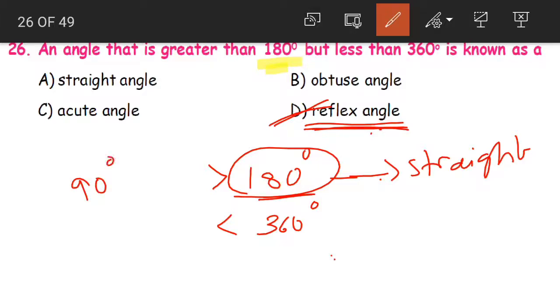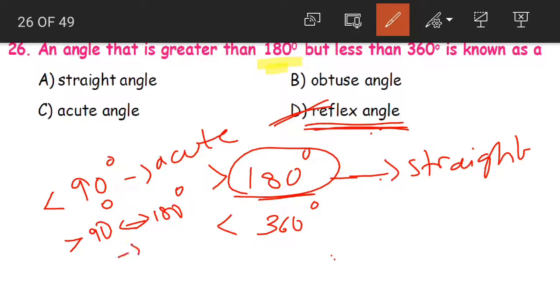When an angle is less than 90 degrees, it will be called an acute angle. And when it is greater than 90 degrees but less than 180 degrees, it will be called an obtuse angle. Is that clear, children? Yes. So our correct answer for this is reflex angle.